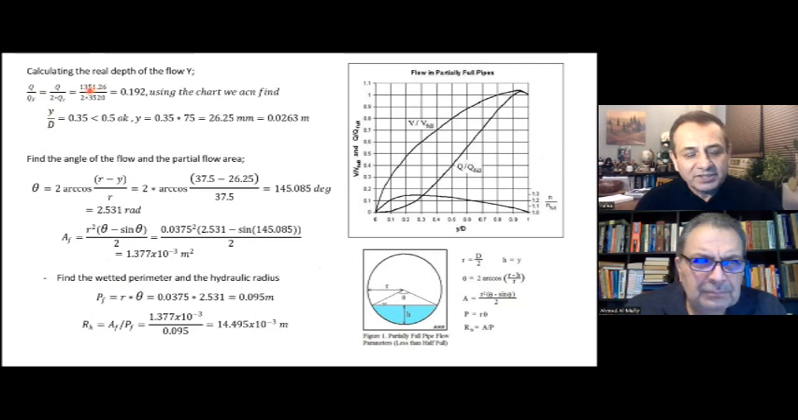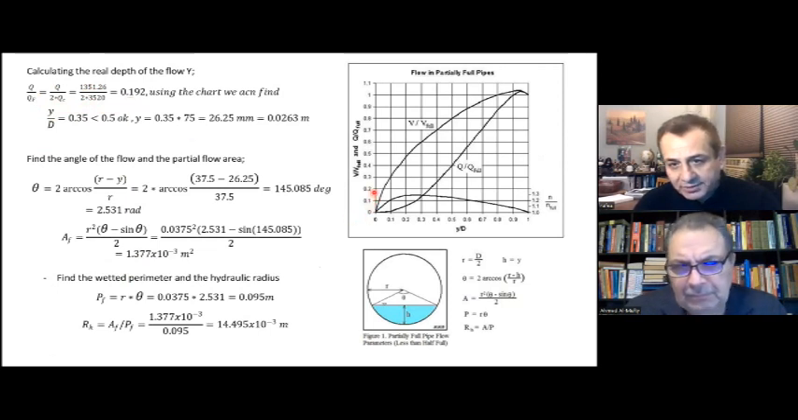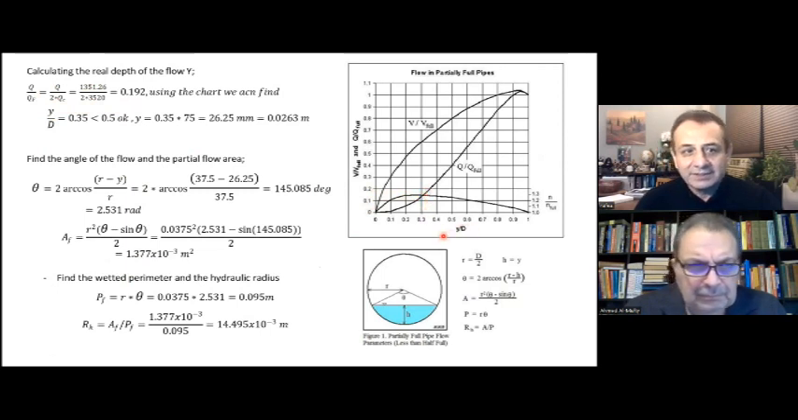So Q, the seepage flow, divided by 2 times QC, which is the Q full, we get 0.192. Now coming to 0.192 and coming to this curve, go down, we read Y over D to be like 0.35.